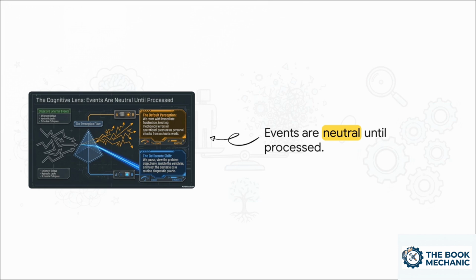If we use the default perception you see at the top right, we react with instant frustration, kind of treating operational pressure like a personal attack from a chaotic universe. But what if we flip the switch to the deliberate shift at the bottom right? We pause, we view the problem objectively, isolate the variables, and basically treat the obstacle as a routine diagnostic puzzle. It's a total game changer.